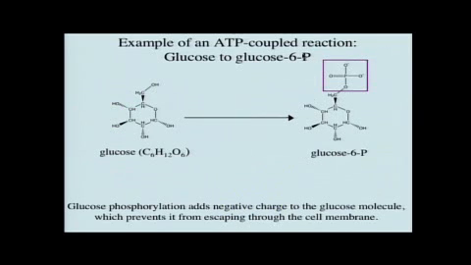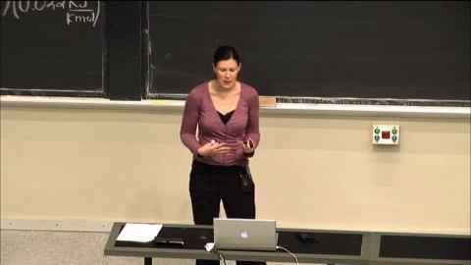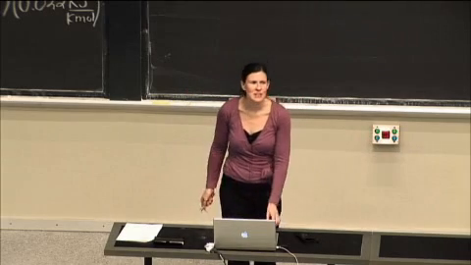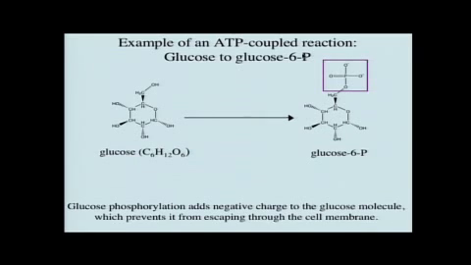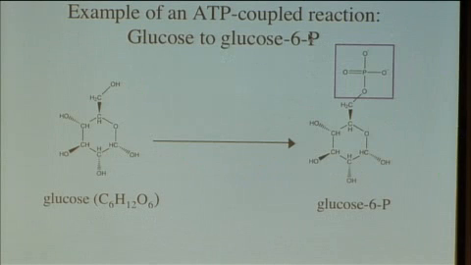All right, so let's talk about a reaction that is an ATP-coupled reaction. And there's just tons of examples of this in our body. One I picked because it has to do with glucose, which we've talked so much about, is the conversion of glucose to glucose 6P. The P just stands for a phosphate group here. So what we're doing is taking, if we numbered the glucose carbons, this would be carbon number 6, and we're putting a phosphate group on carbon number 6.